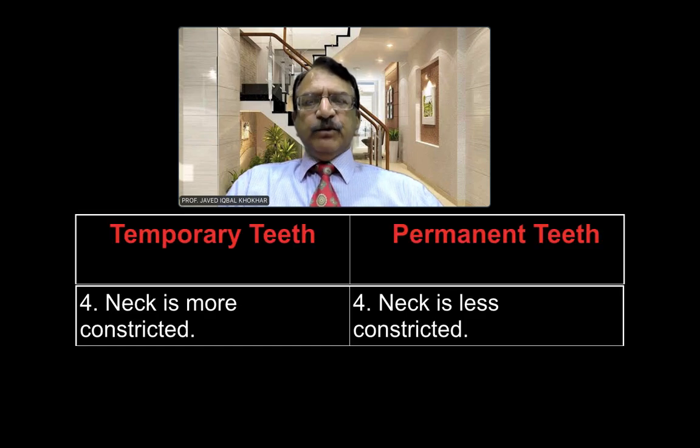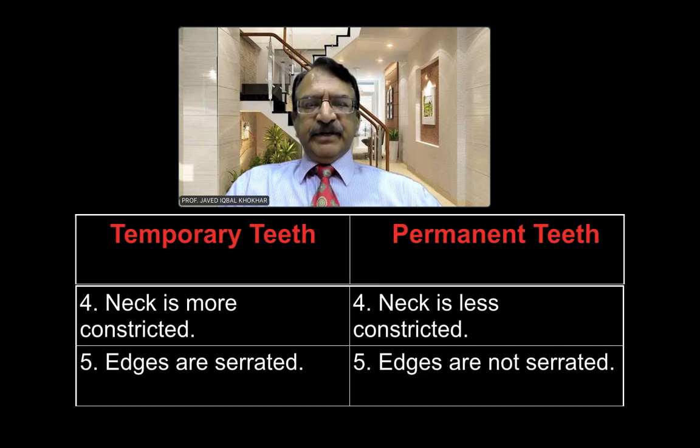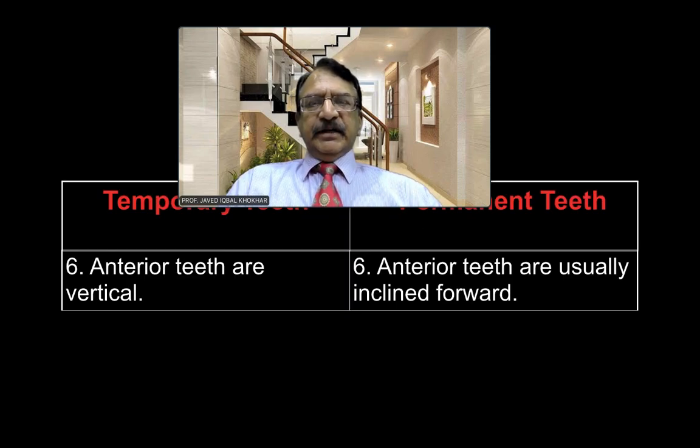The neck, between the crown and root, is more constricted in temporary teeth, whereas in the permanent teeth, the neck is less constricted. In temporary teeth, the edges are serrated, like a saw, irregular, whereas in the permanent teeth, the edges are not serrated. In temporary teeth, the anterior teeth are vertical, whereas in the permanent teeth, the anterior teeth are usually inclined forward.